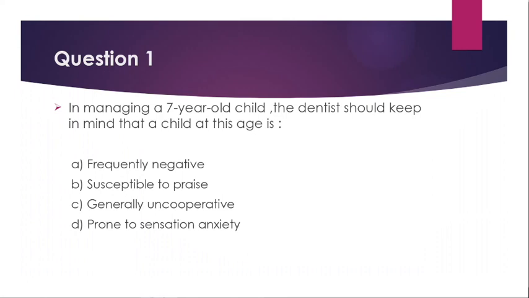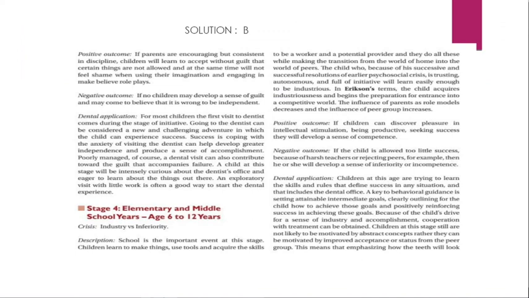In managing a 7-year-old child, the dentist should keep in mind that a child at this age is option A, frequently negative, option B, susceptible to praise, option C, generally uncooperative, and option D, prone to separation anxiety. So the solution for this is option B, susceptible to praise. Let's see how the answer is derived.